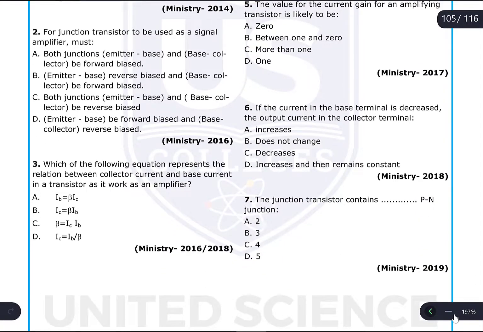For junction transistors to be used as a signal amplifier, both junctions, emitter base and base collector, must be forward biased. This is not correct. Emitter base junction will be forward biased, but base collector must be reverse biased. So this is the correct answer.